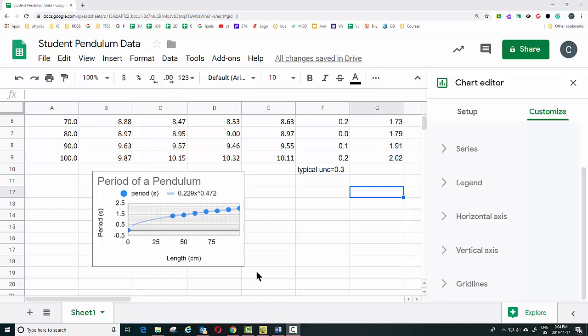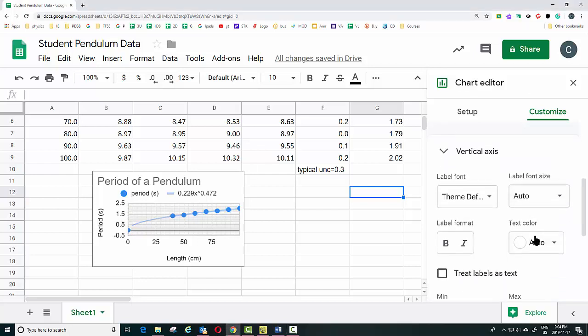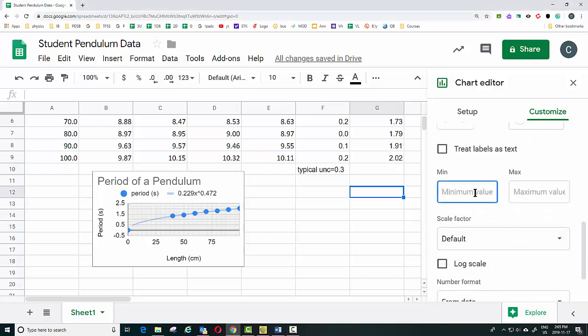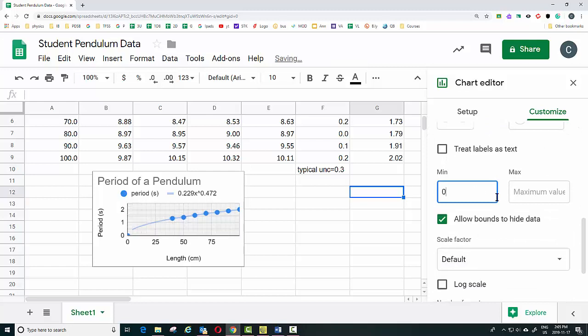So we now have a fairly good looking graph. The only thing I don't like is this negative 0.5. Of course, we can't have a negative period. So I would like to change my minimum and maximum values for that y-axis. So if I come back to the vertical axis, the y-axis, I can put in a minimum value of 0 and a maximum value of, say, 2.5.